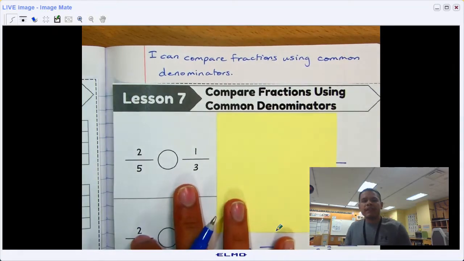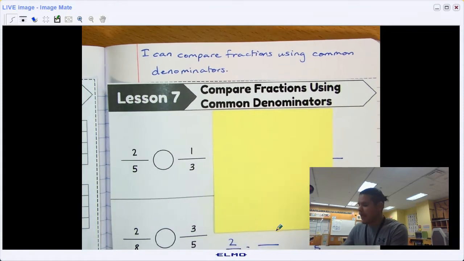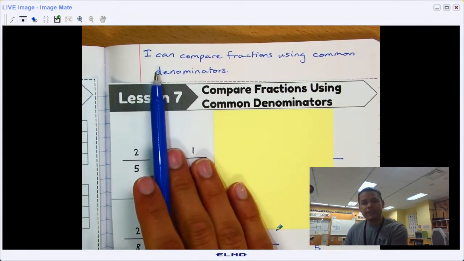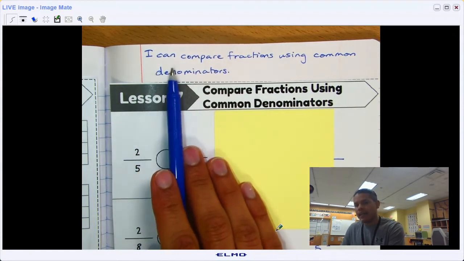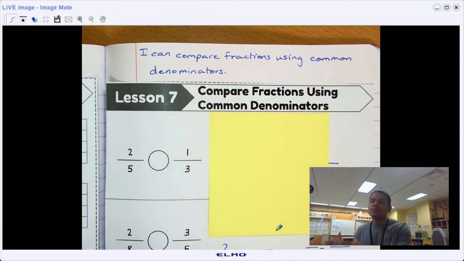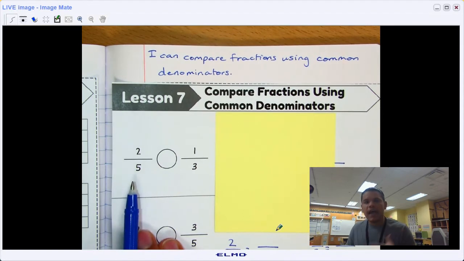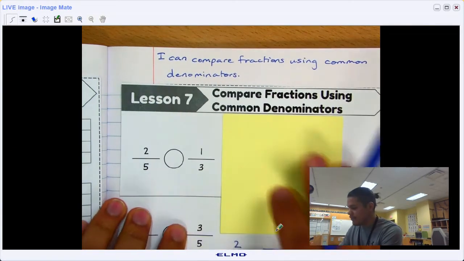Okay, so now I'm moving to my math notebook. Please make sure you have your math notebook set up. And if you haven't already done so, make sure you have your I can statement. Your I can statement is I can compare fractions using common denominators. So we need some review from a previous lesson where we're taking fractions and making equivalent fractions by changing the denominator, right? Okay, so we have 2/5 and we have 1/3.